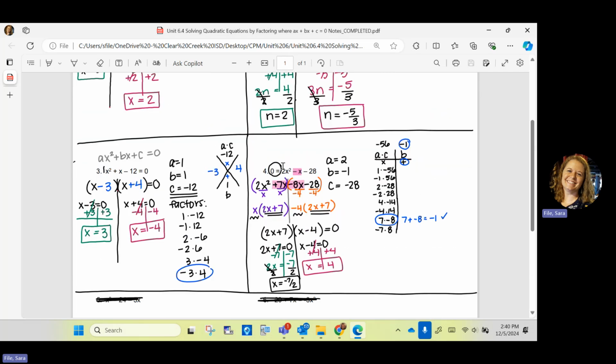But in 3 and 4, you can see the majority of this work was the factoring process. In this one, A was an understood 1, so this was like our 6.2 notes. If you want to go back and look at those, that's how I came up with these two factors. Then I split them and solved each one separately. Same thing in number 4. In this one, the A value was 2.